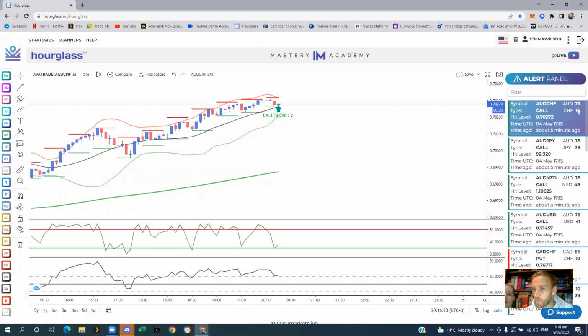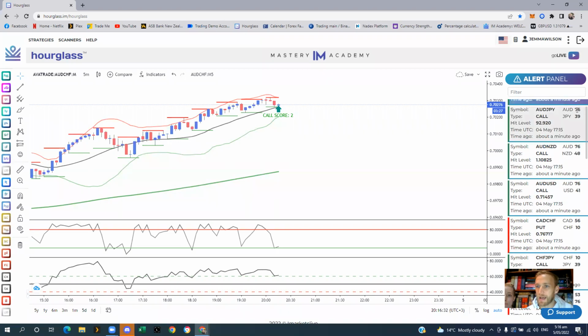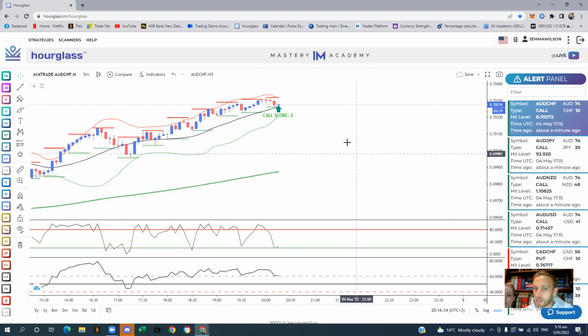What I mean by 20 points or more is that this one is 74 and 10. So that's a 64-point spread between those two currencies. And so that's the one thing you're looking for. You're looking for that spread.